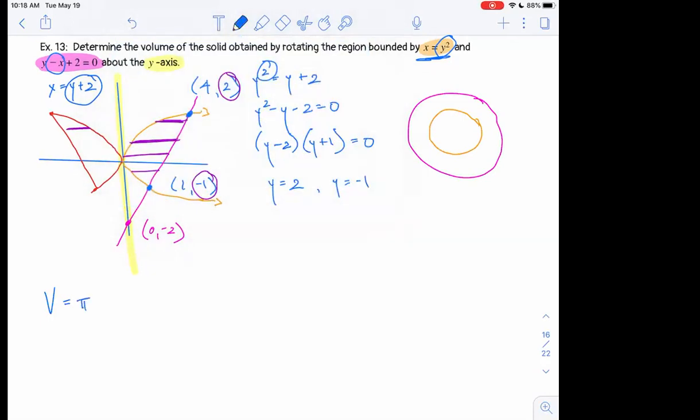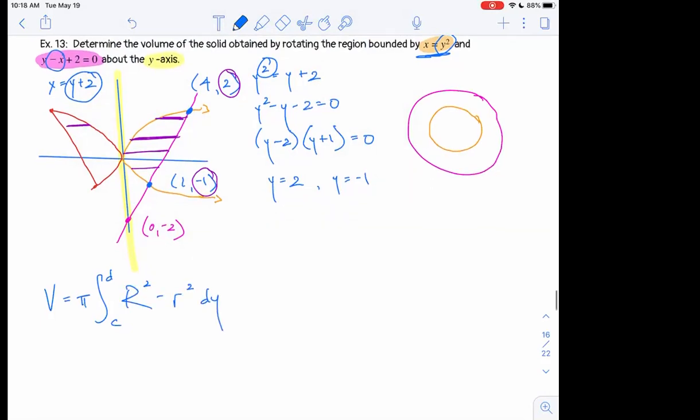So we have pi, the integral from c to d, of big R squared minus little r squared dy. Now we've said that we're going to set up our y bounds. So we already circled them earlier. Our c is going to be -1 and our d is going to be 2. Which one of these curves is the big R?